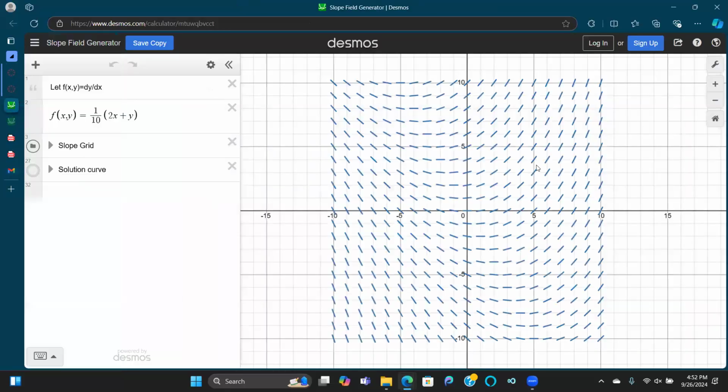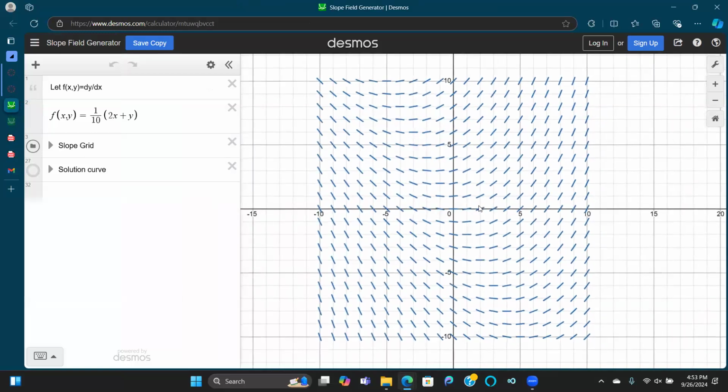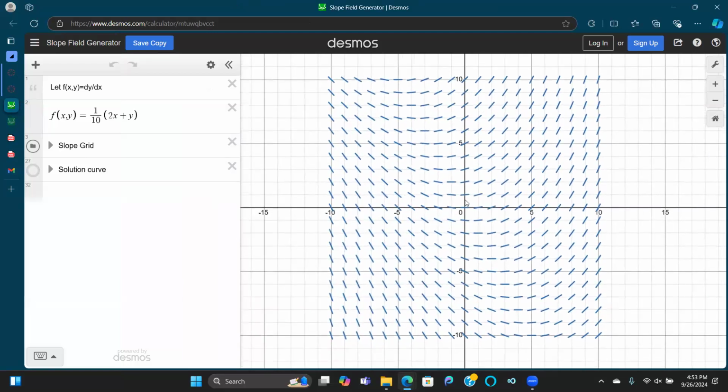Okay, here we go. So now you should be able to see this. And it looks like, yes, that's what I can see on my other screen here.